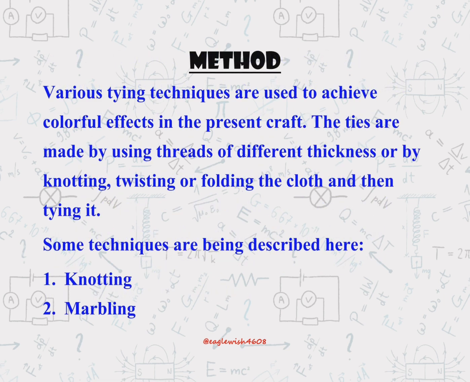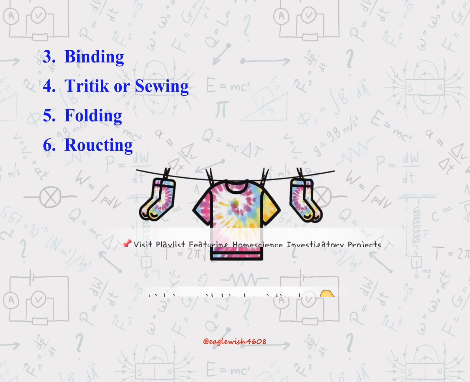Next, we'll explore different tie and dye methods, like knotting, marbling, binding, sewing, folding, and ruching. Each technique creates a unique pattern. We'll be explaining each one in detail.